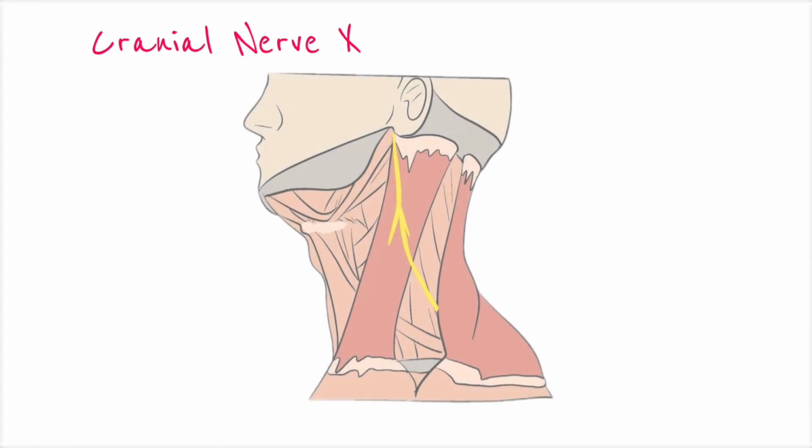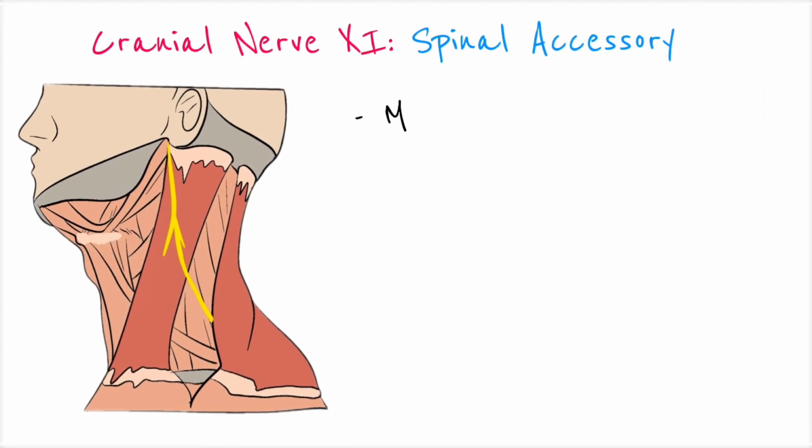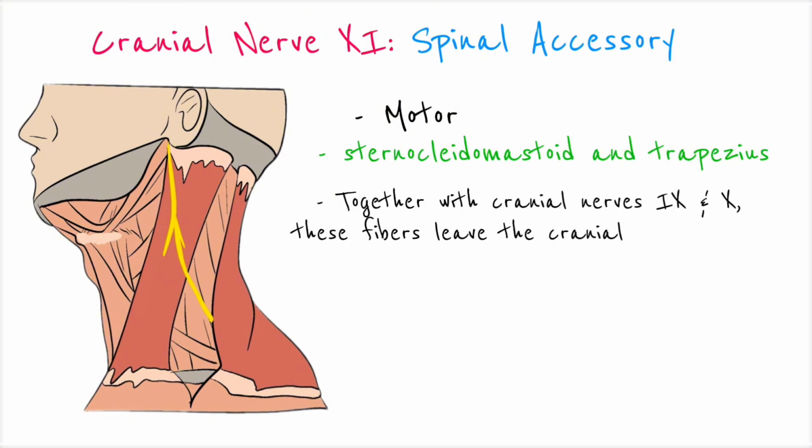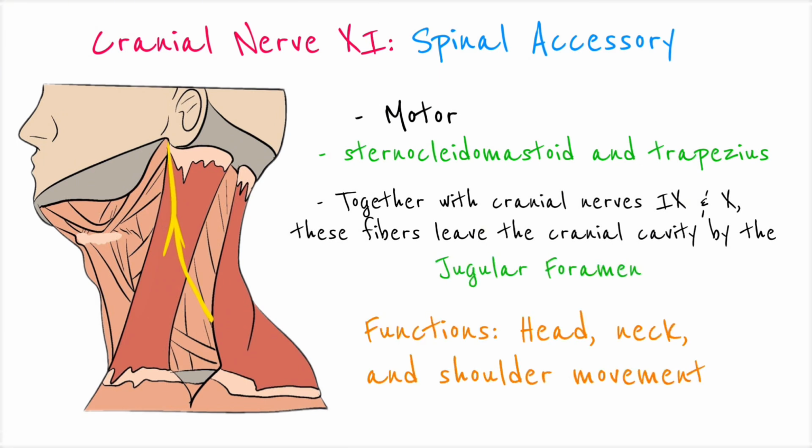Cranial nerve 11, spinal accessory. This is a motor nerve that innervates the sternocleidomastoid and trapezius muscles, together with cranial nerves 9 and 10. These fibers leave the cranial cavity by the jugular foramen. It functions for head, neck, shoulder movement.